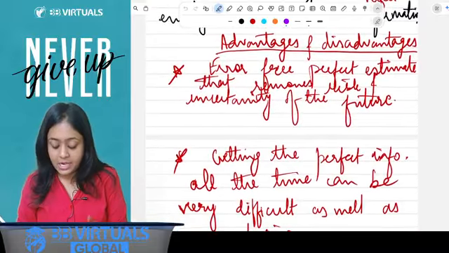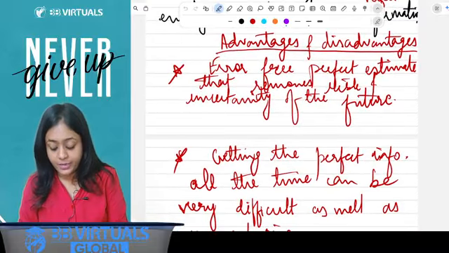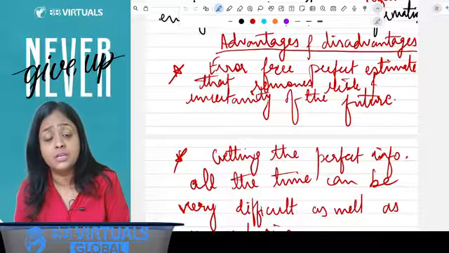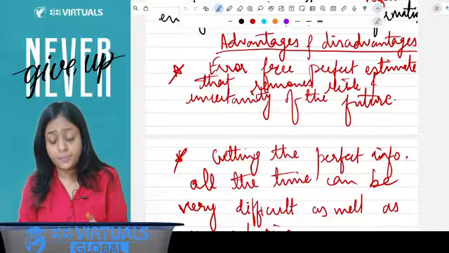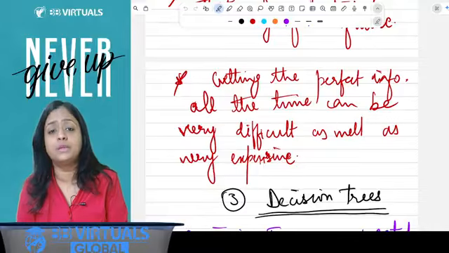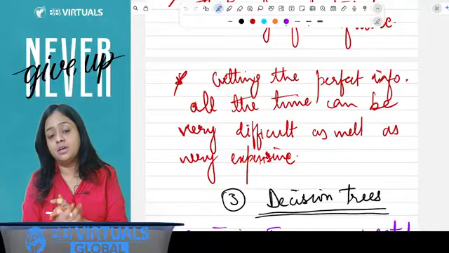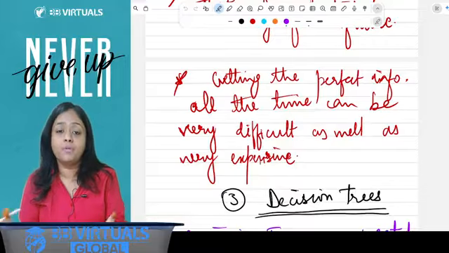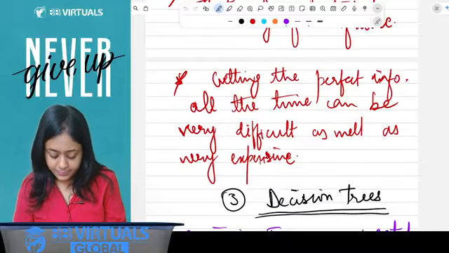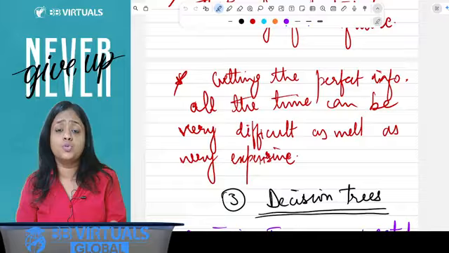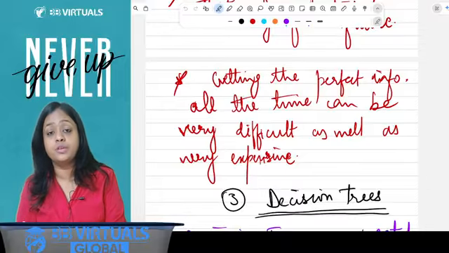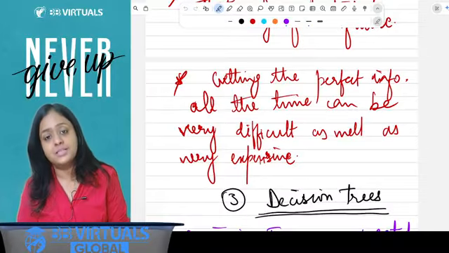Clear? Again, advantages and disadvantages. It is error-free, perfect estimates that remove the risk of uncertainty in the future, but it is very difficult to obtain. And if the cost is more than the benefit, then there is no use of trying to obtain that perfect information. Then everyone should work with the probabilities only and try to get an average estimate, reasonable enough to work with. It is also very difficult to calculate this perfect information because situations change a lot in the future. So it's very difficult to take care of all of them and it's expensive also.